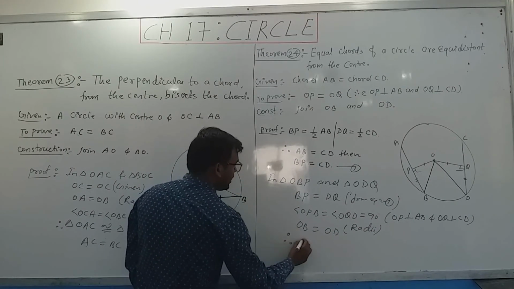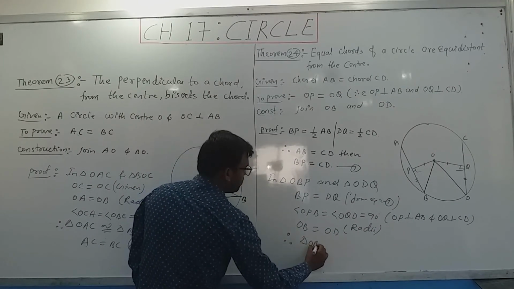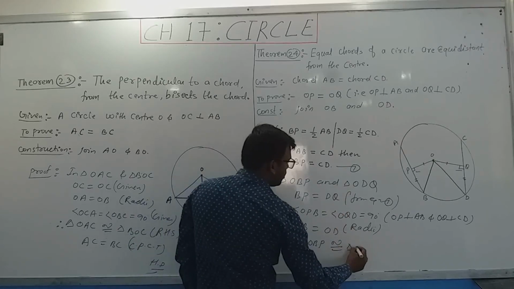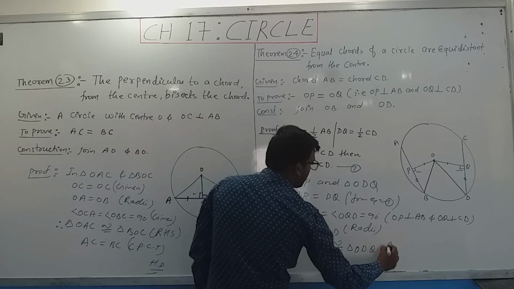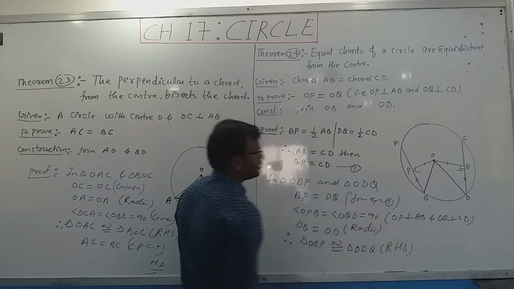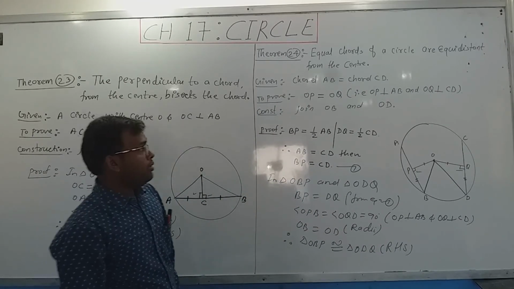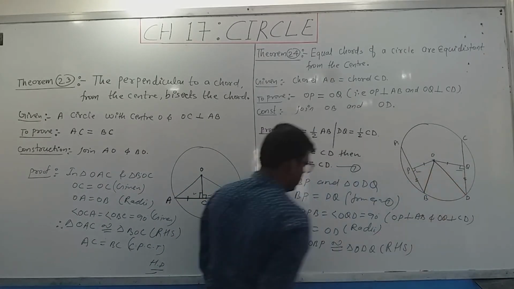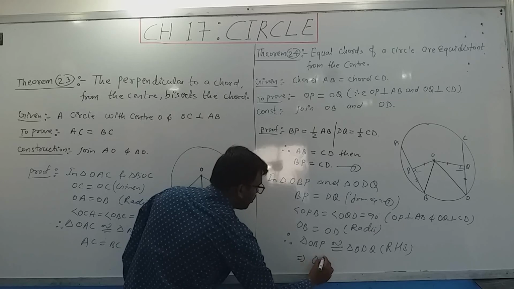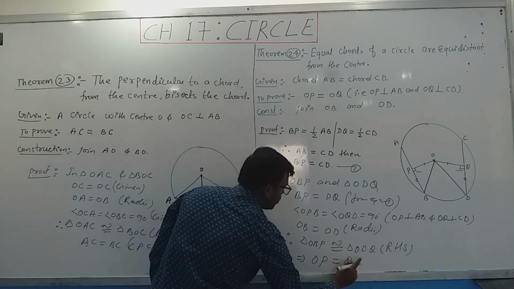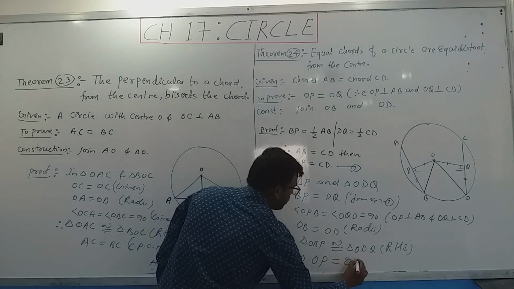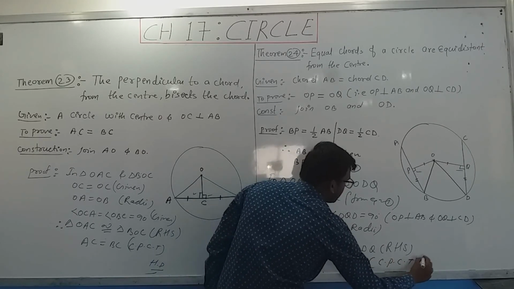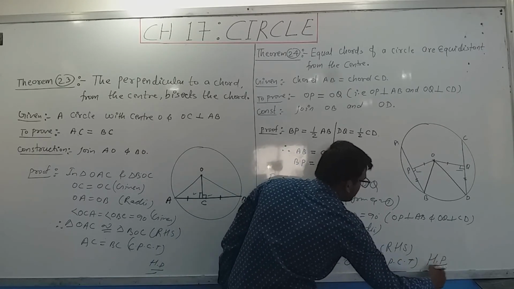Therefore, you can say that triangle OBP is congruent to triangle ODQ by the property of RHS. Okay. Then we can say that OP is equal to OQ by CPCT. Hence proved.